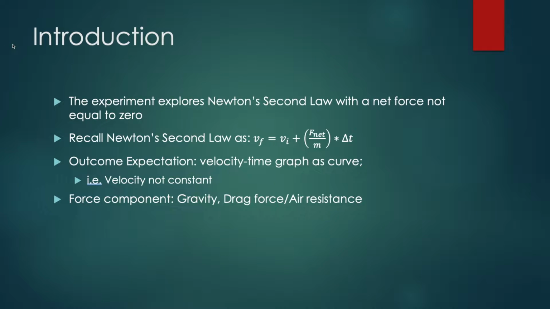In today's lab, we're going to explore Newton's second law with a net force that is not constant or equal to zero. Recall Newton's second law has the following formula. In our experiment, we expect the outcome of a velocity-time graph to be a curve, not a straight line, because we're not expecting a constant net force.